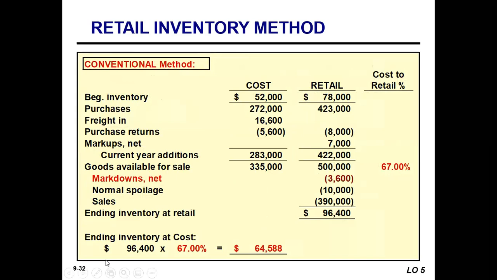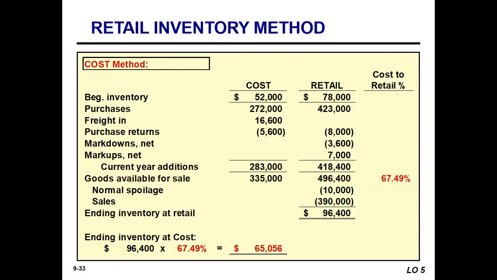For the conventional method, we're comparing the cost of goods available for sale at cost, right? And then at retail, and calculating that cost to retail percentage. And so if we have ending inventory at retail 96,400 times that cost to retail percentage, then we would expect ending inventory at cost to be $64,588, right? That's less these markdowns and spoilages.